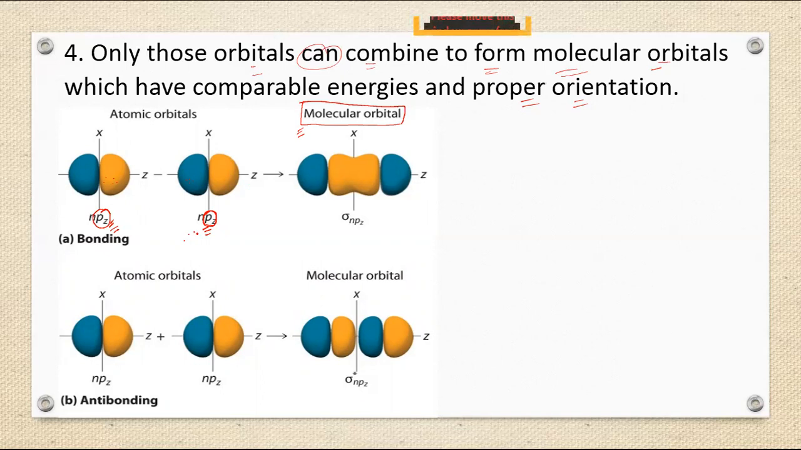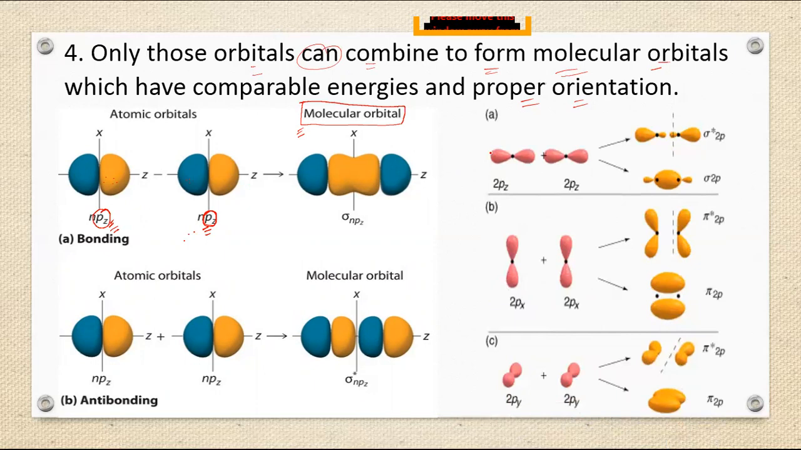The meaning of proper orientation here is that the electron density is present along the same axis. Observe here: in the case of pz, the electron density is present along the z axis, so they can overlap. In the case of px, the electron density is again present along the same axis. In the case of py, the electron density is present along the same axis. In all these cases, when the electron density is present along the same axis, the atomic orbitals will overlap and molecular orbitals are formed.